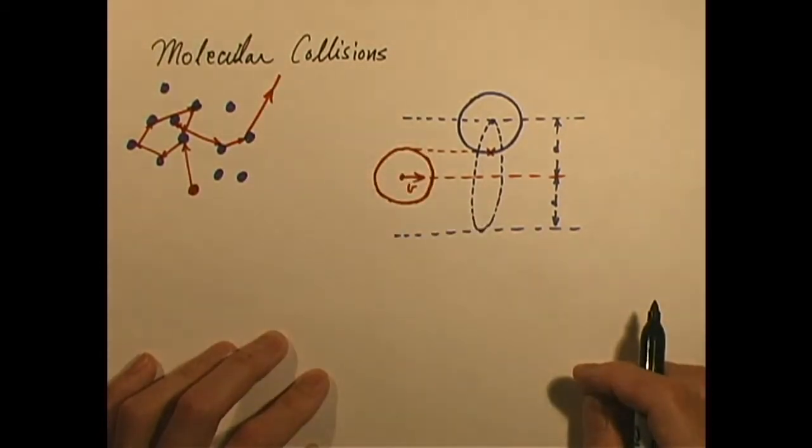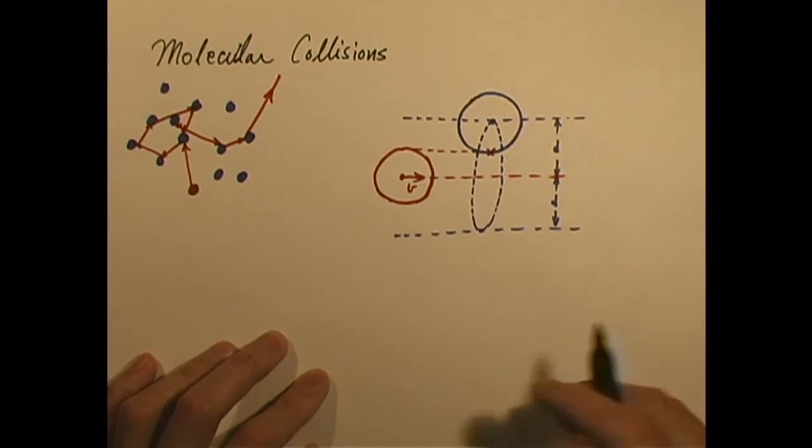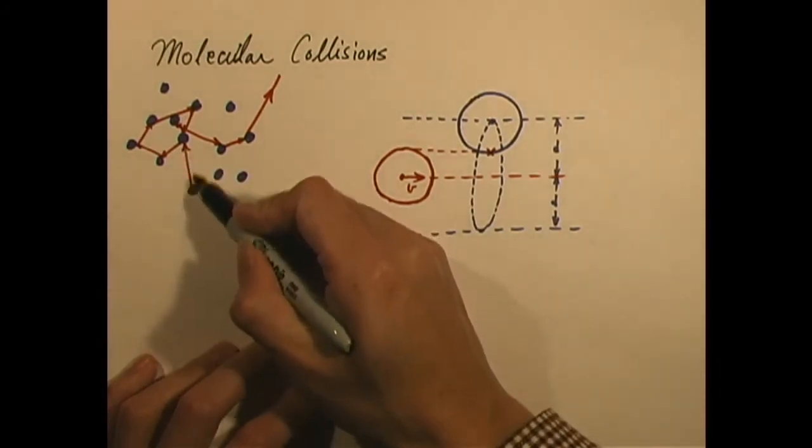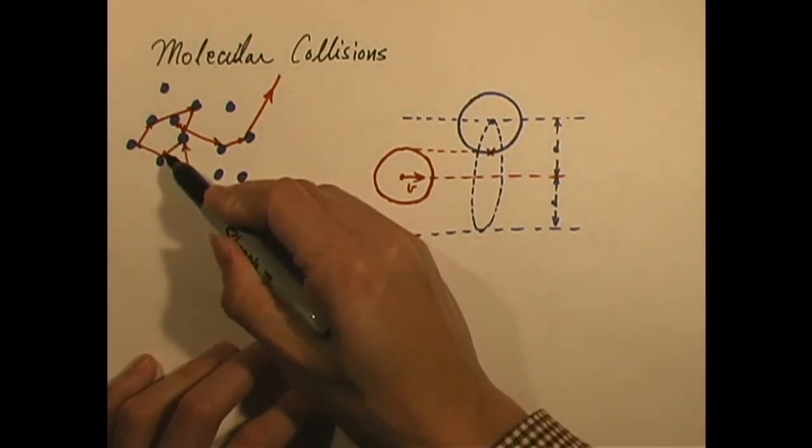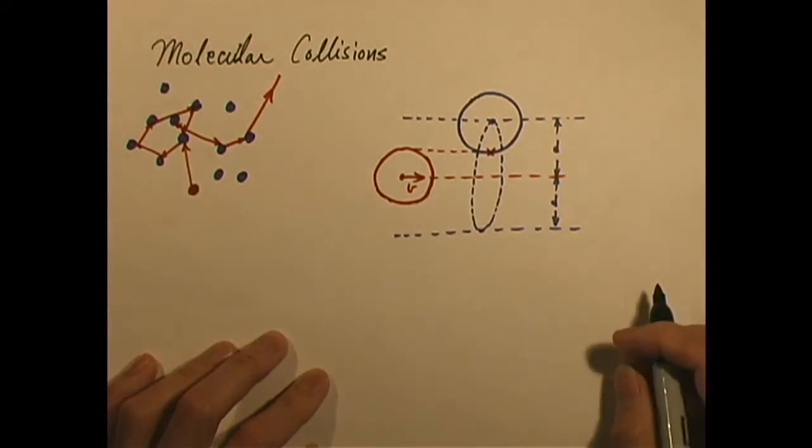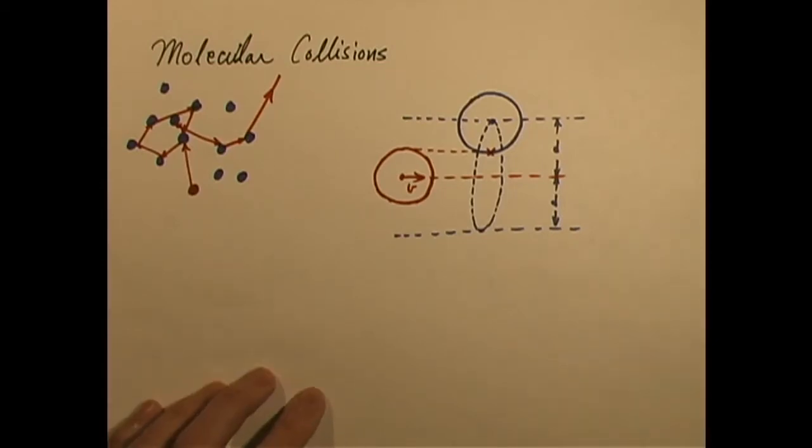What we want to know, actually several things we want to know. We want to know, on average, how far does the molecule have to travel before it hits another molecule? We also want to know how many collisions does a typical molecule encounter per unit time, say per second. Those are the things we want to discuss.